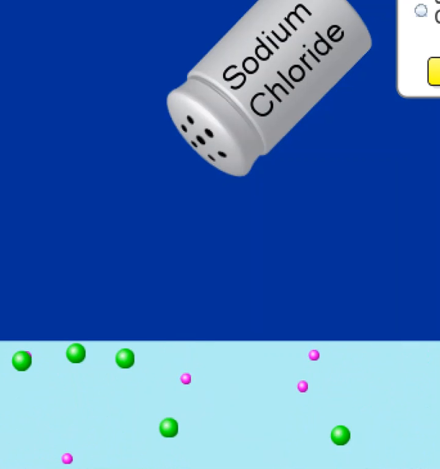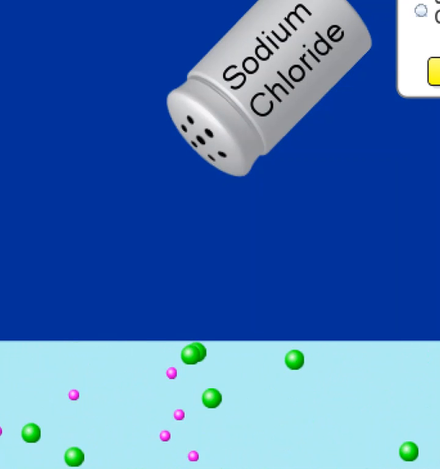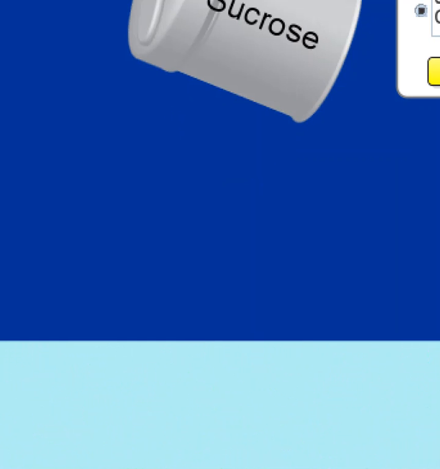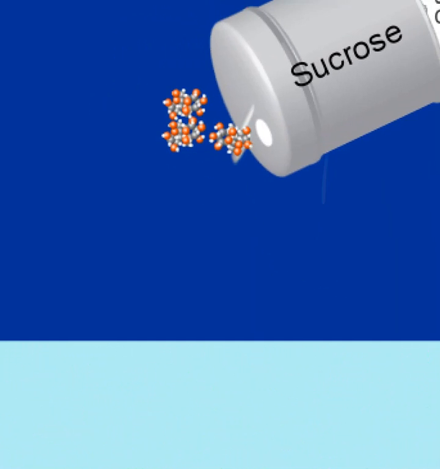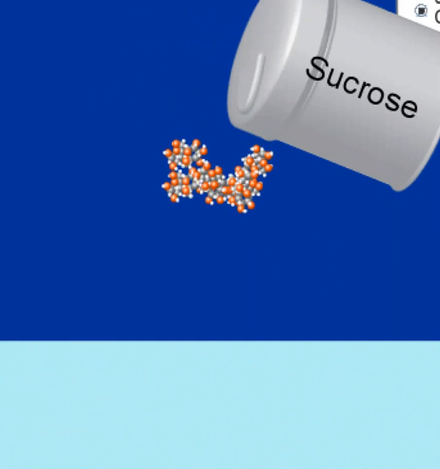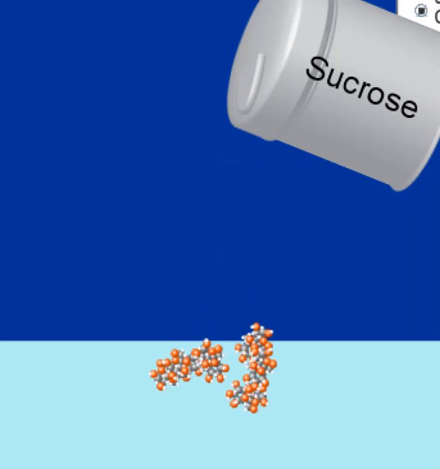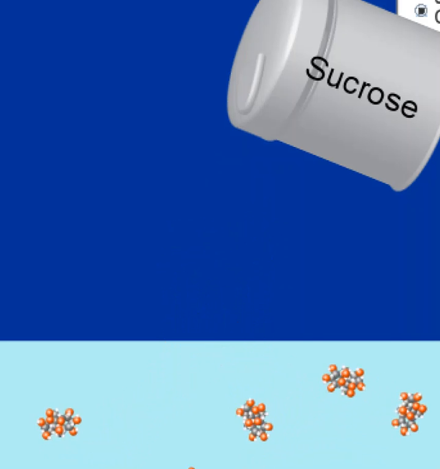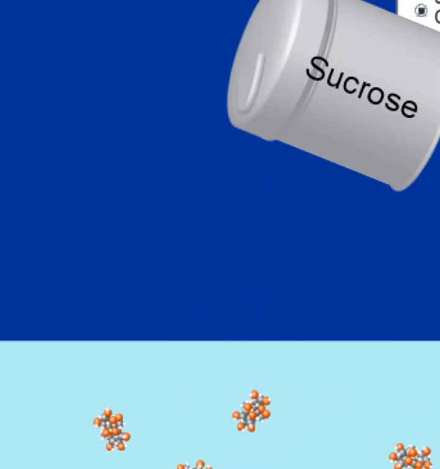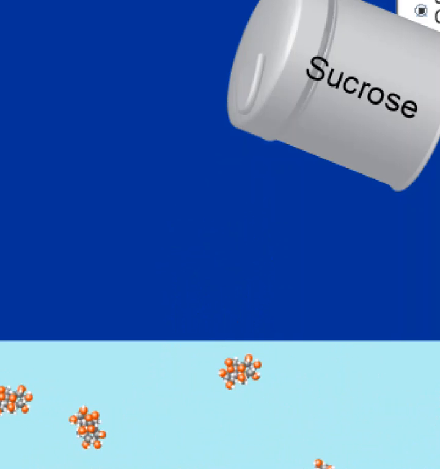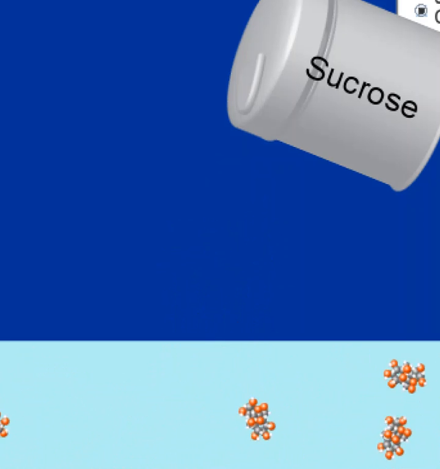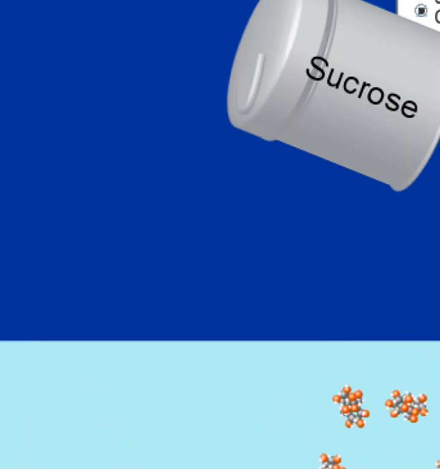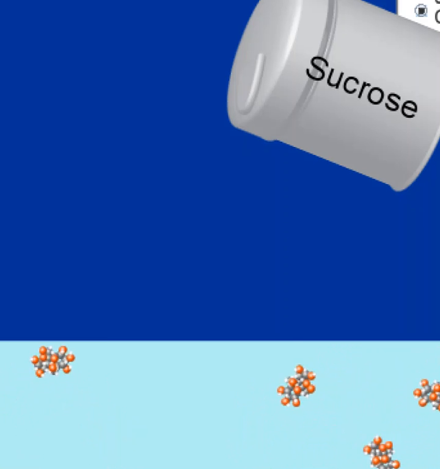Let's try the same thing and see what sugar does. Okay, so this is sugar, big old molecules, and when we put those in water, they do dissolve, but what you're seeing is each one of those big chunks is one molecule, and so there are no charged particles, it's just molecules bouncing around, and that will be important when it comes to looking at if it can conduct a current.